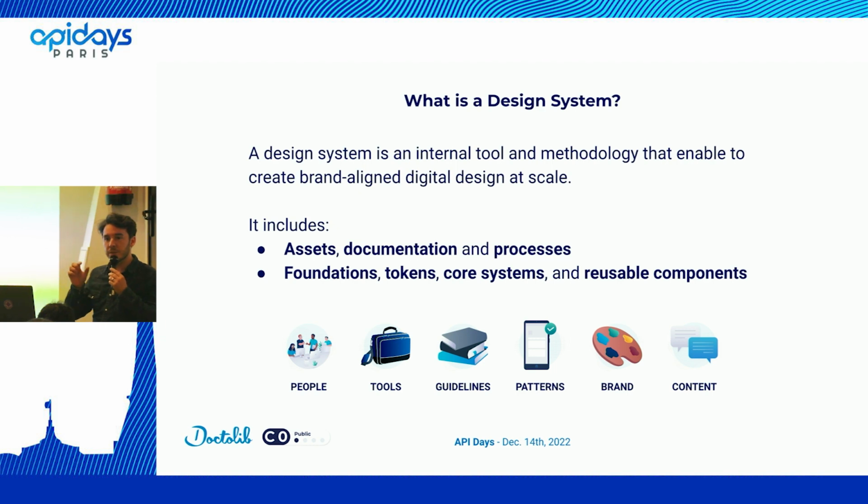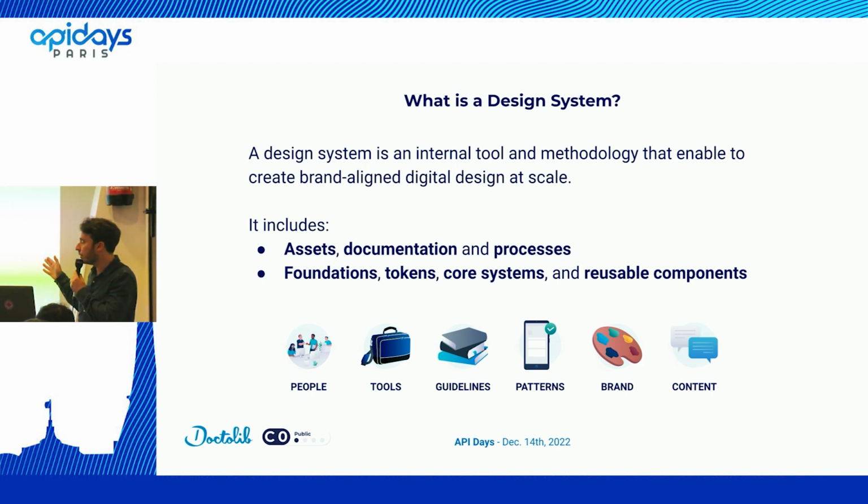Of course, there are components, but the component is the smallest part of the design system. A design system is a tool or a product. You can define it however you want. But the idea is to be able to create brand-aligned products at scale. It includes assets, documentation, processes, something that is really neglected when we're speaking about design systems. We are lucky enough at Doctolib to have a UX writing team and a huge brand design team. All these assets are part of our design system, of course.